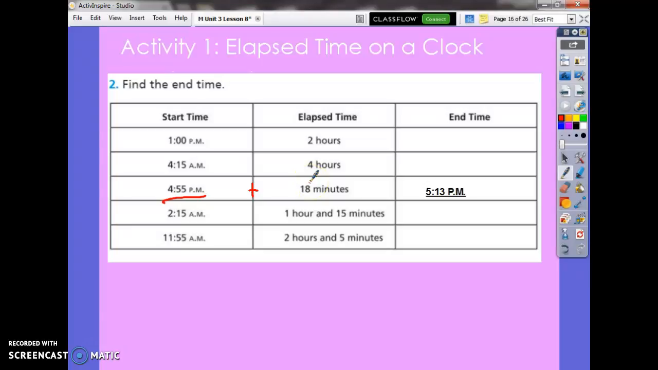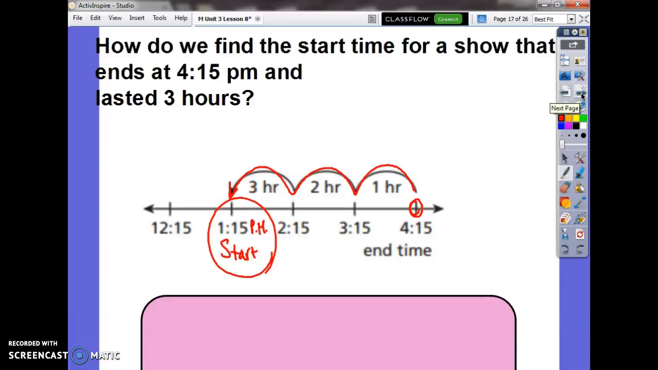So when I know my end time and I know my elapsed time, which is again just how long something was, and I don't know my start time, I'm now going backwards. So I'm actually going to subtract. If I know my end time and my elapsed time, but I don't know when I started, I'm going to subtract or go backwards, which is what we did here. We knew the show ended at 4:15 p.m. and the elapsed time was 3 hours. So I'm going backwards 3 hours to figure out when it started.